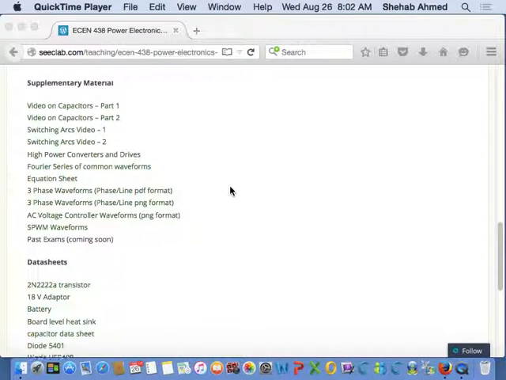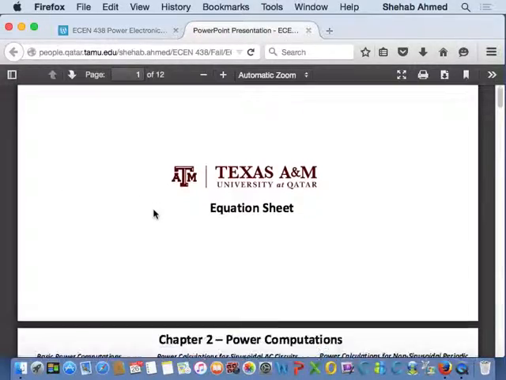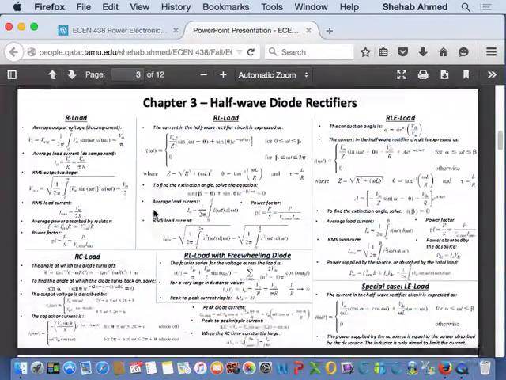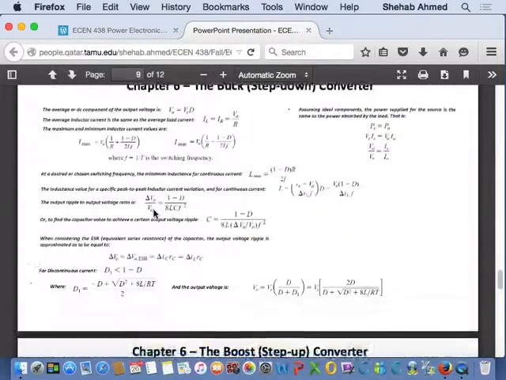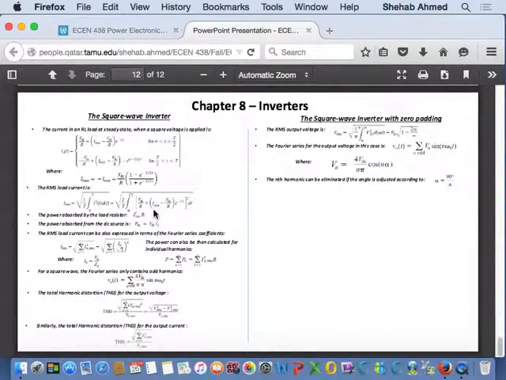I have an exhaustive equation sheet here that you will learn how to use. I mean, all your homeworks, all your exams and quizzes, etc., you should be able to utilize this equation sheet. It's an equation sheet that basically sums up all the equations we're going to go through in the textbook.